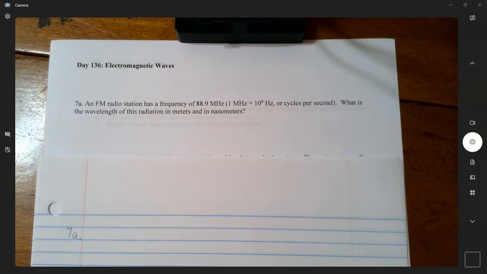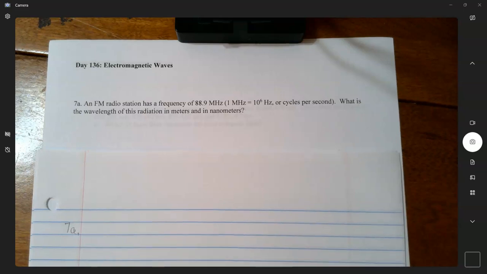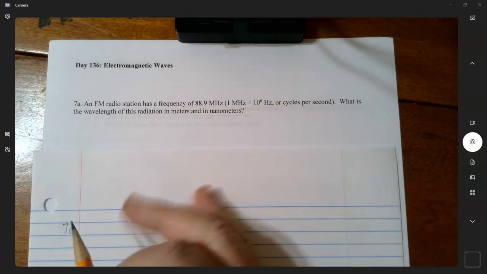An FM radio station has a frequency of 88.9 megahertz, and that's 10 to the 6th hertz, or cycles per second. What is the wavelength of the radiation in meters and nanometers? All right, so first thing is write down what you're given, or what you're looking for, either one.